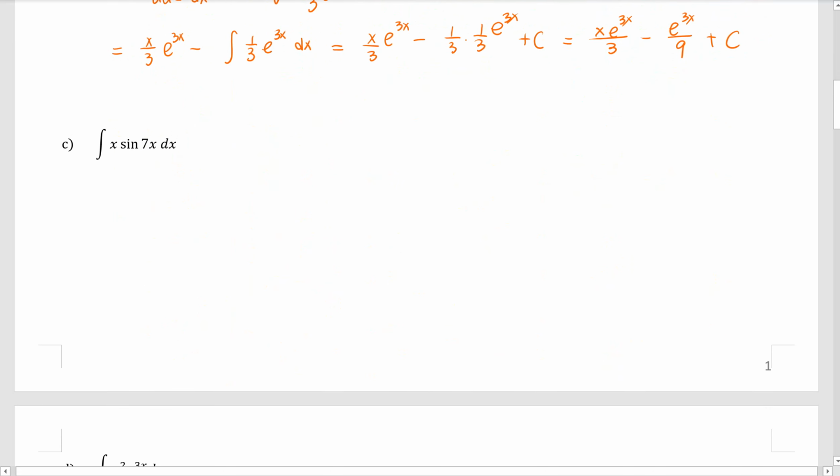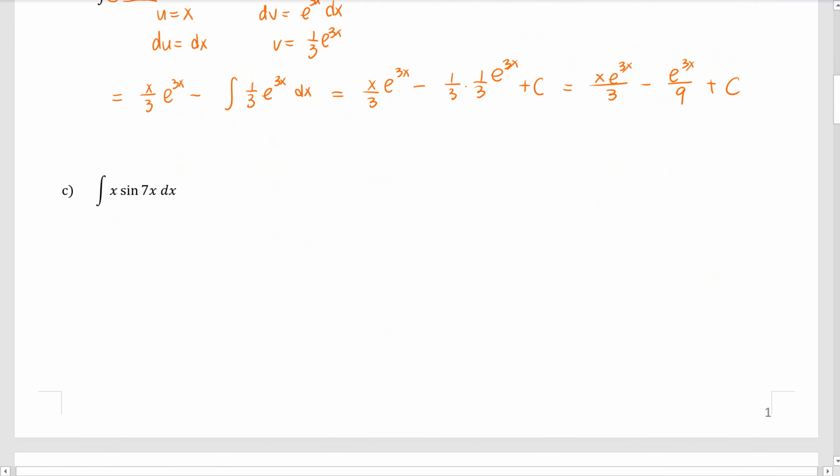All right, let's continue. In this problem, what do we let u be? There are two functions, x and sine 7x. If we let u be x, du will be just 1 dx. But if we let u be sine 7x, the derivative of sine is cosine, and by the chain rule it is 7 cosine 7x. Ooh, it's not making the problem easier. So we should let u be x. Then whatever is left is going to be dv. So far, so good. And then du is 1 dx.